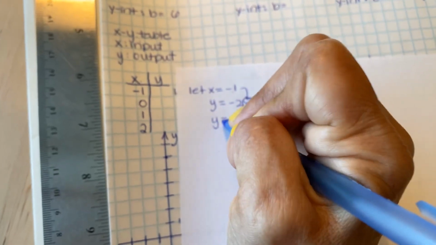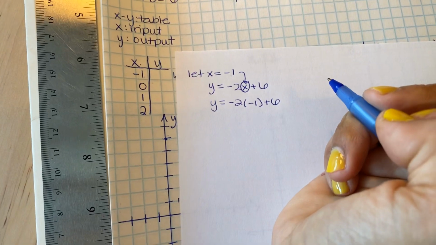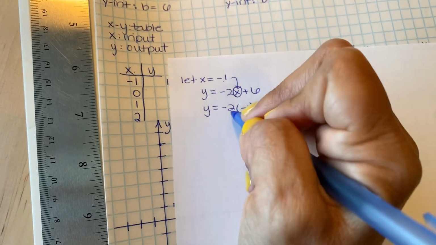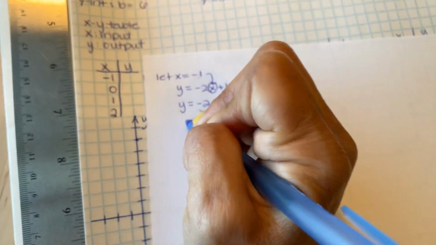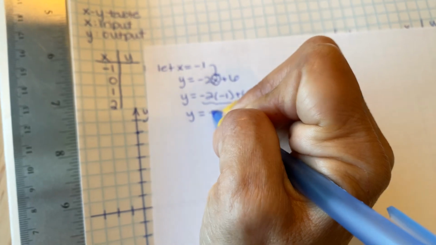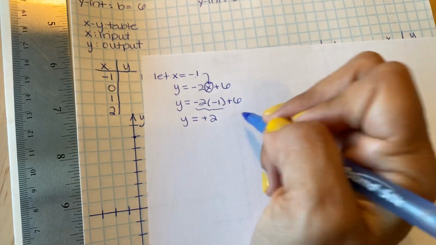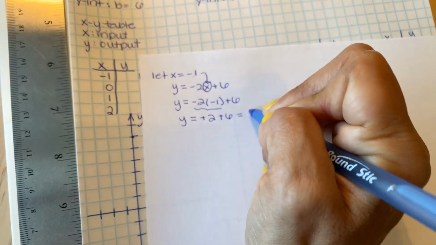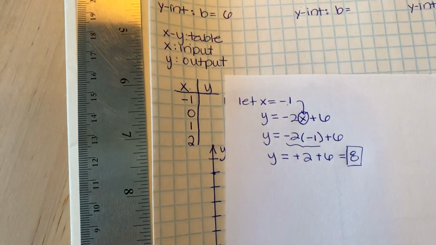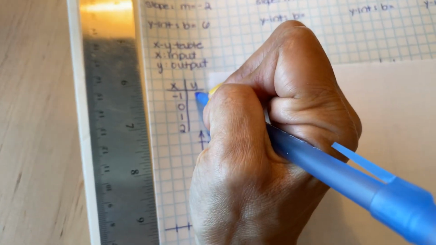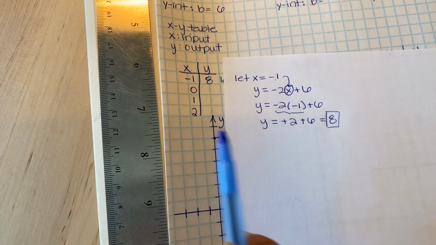So if I rewrite, y is equal to -2 times (-1) plus 6. Now you're going to multiply, parentheses first. -2 times -1, and that product is +2, because a negative times a negative is a positive. Plus 6, and so I get 8. So that is my output number. When x is -1, I get 8. I might have gone off the chart. I'm probably going to have to plot right here.